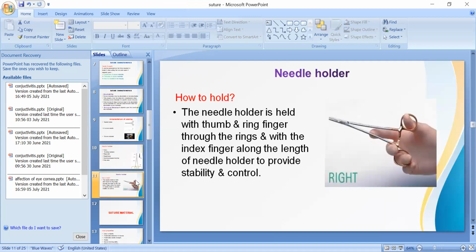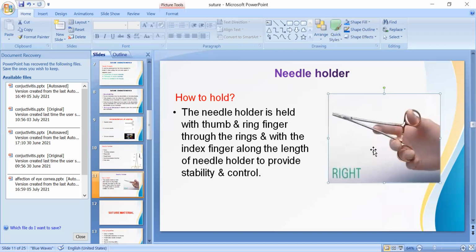Then how to hold it? The needle holder is held with the thumb and ring finger through the rings, with the index finger along the length of the needle holder to provide stability and control. So you can control the needle holder with the thumb, ring finger and index finger.